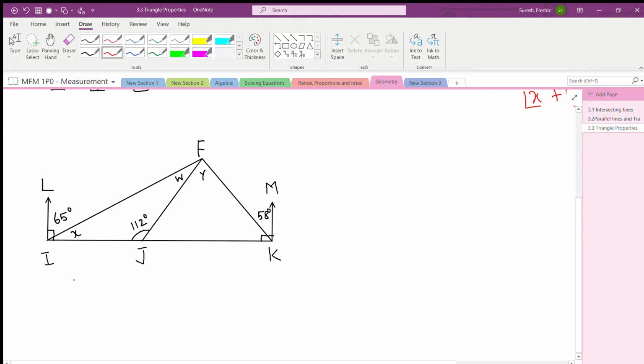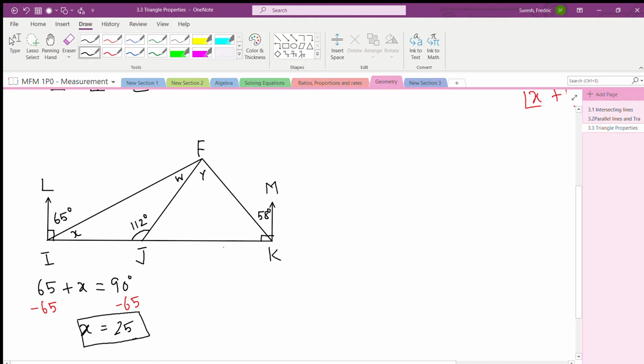So right off the bat, we recognize that the 65 added to the x is 90. This is the idea we learned in the first video, where we said two angles are complementary when they add up to 90 degrees. So to isolate x, on both sides I subtract 65, subtract 65, and my final answer is 25 degrees. X equals 25.